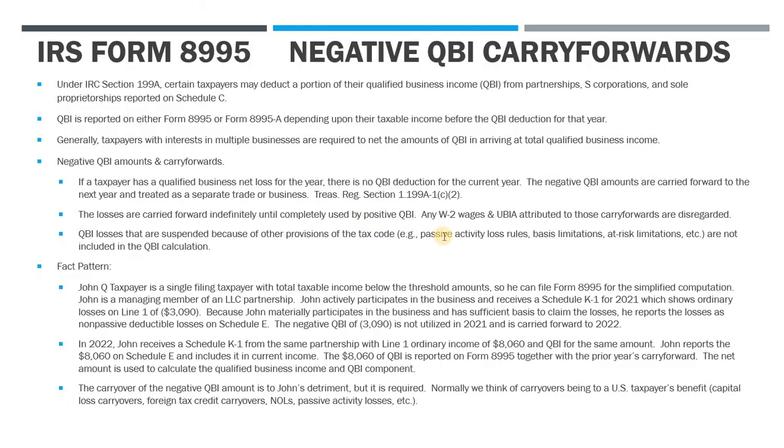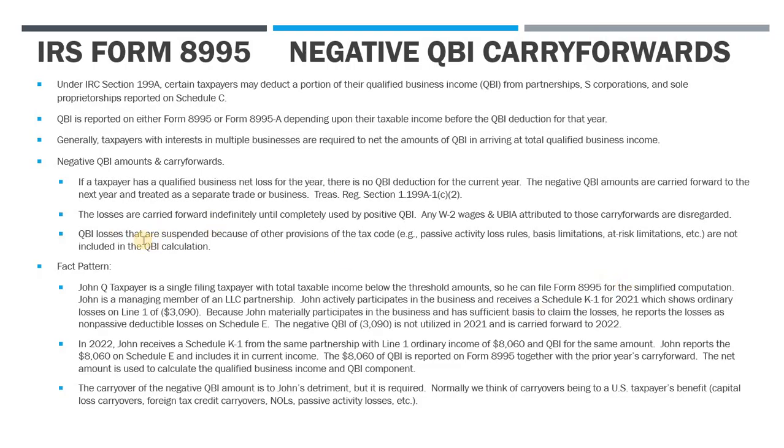Now, in the year that you have these losses, so these negative QBI amounts, any W-2 wages or UBIA that's attributed to those are disregarded, so they're lost. In other words, the negative QBI amount is carried forward, and it's separately stated on the 8995s. You're no longer factoring in these W-2 wage or UBIA limitations.